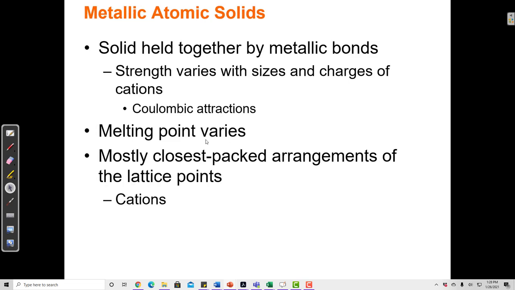Metallic atomic solids are held together by metallic bonds. So remember, because metals have holes in their valence shell, they're missing electrons to have a complete shell, that gives them some attractive force to each other, and we call that a metallic bond. The melting point of metals varies. Obviously, we have mercury, which is a liquid at room temperature, and we have some other metals that have very, very high melting points. They also mostly have closest packed arrangements of lattice points.